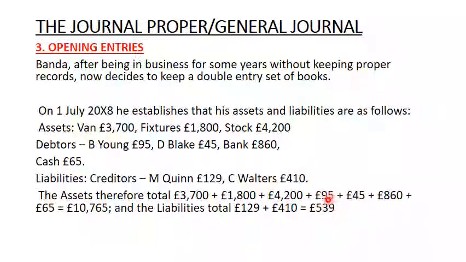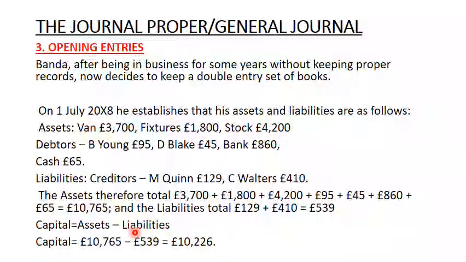So from this you can calculate the capital. Okay, you remember the accounting equation. You can calculate the capital from here, but even just using the journal proper, you can calculate the capital. It can help you with dealing with this summation. Let me say that again. The journal proper can help you to calculate the capital as well. But the capital, according to the accounting equation, is assets minus liabilities, so don't forget this. In this case, capital is going to be this minus this, which is going to be 10,226.